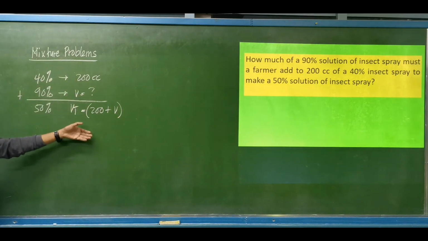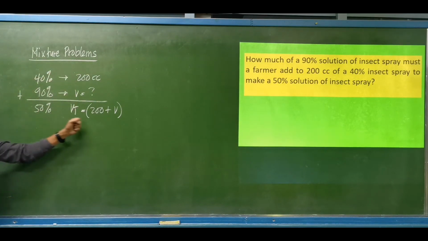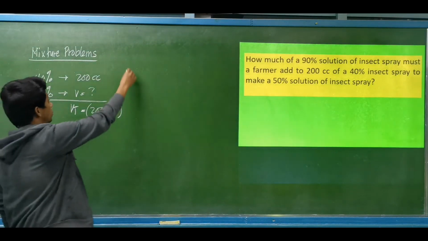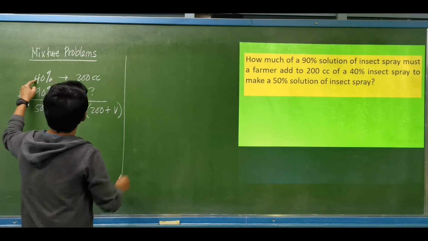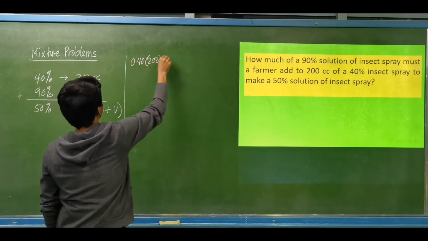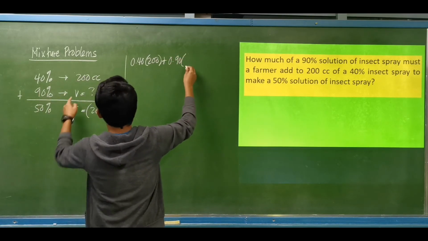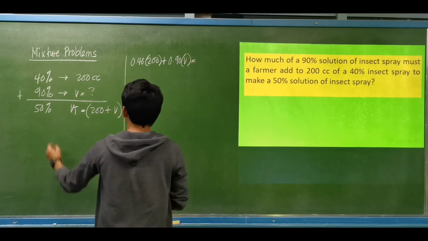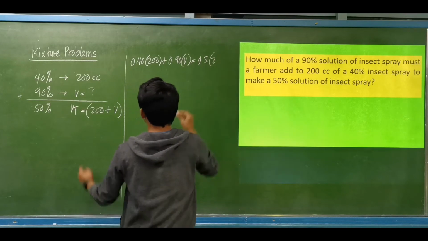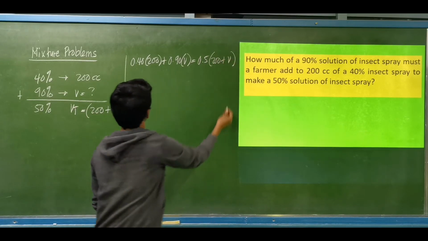So this is how we solve mixture problems. We should express every term in terms of the concentration of one component of the mixture. So we have our equation: 40%, or 0.4, of 200. We are adding 90%, this is 0.90 of an unknown volume, and the resulting concentration is 0.5 of our total volume, 200 plus the additional volume.